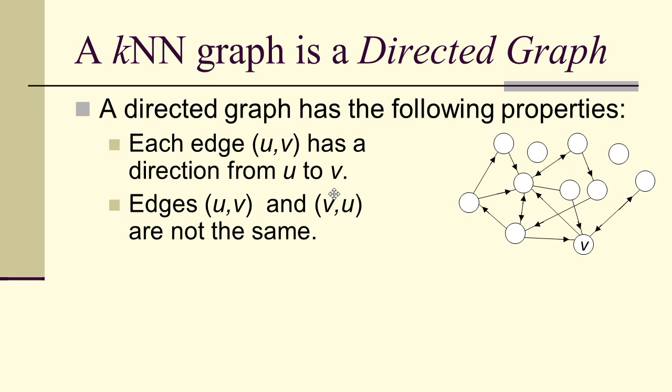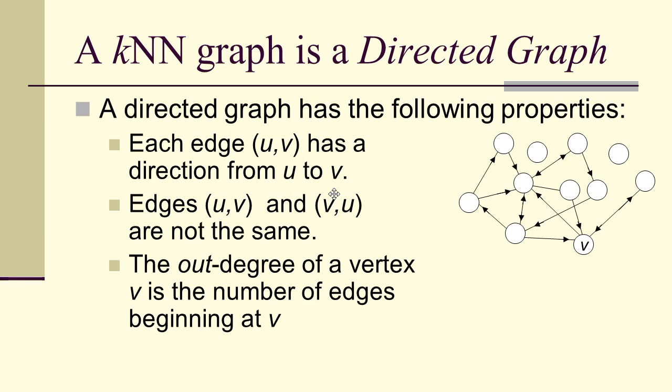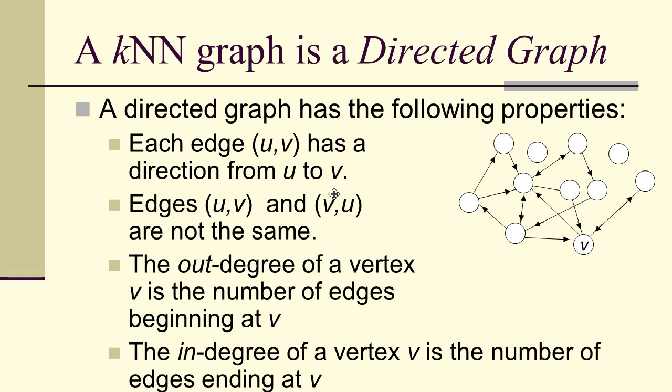Two edges, UV and VU, are not the same. Why? Because they have different directions. The out degree of a vertex V is the number of edges beginning at V, and the in degree is the number of edges ending at V. So in this graph, we see that the vertex V has an in degree of 3 and an out degree of 1. You'll notice the out degree of 1 corresponds to the fact that there's an edge that has both directions, as indicated by the two arrows on the same edge.